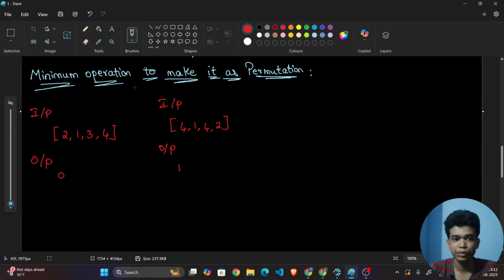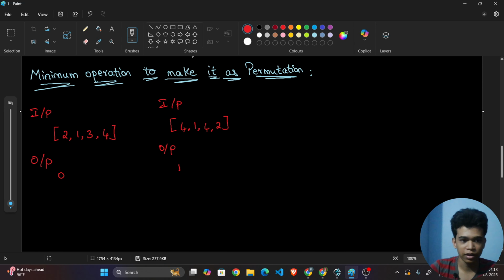Today we are going to see a question called minimum operations to make it a permutation. This question was asked in Turing. In this question, you are given an array and we want to say how many minimum operations are required to make that array a permutation of 1 to n. In one operation you can either add 1 to any element or subtract 1 from any element.